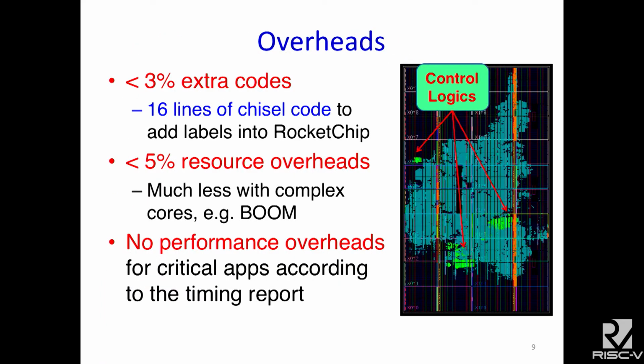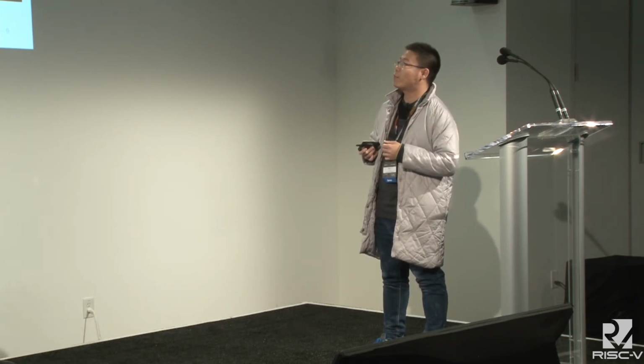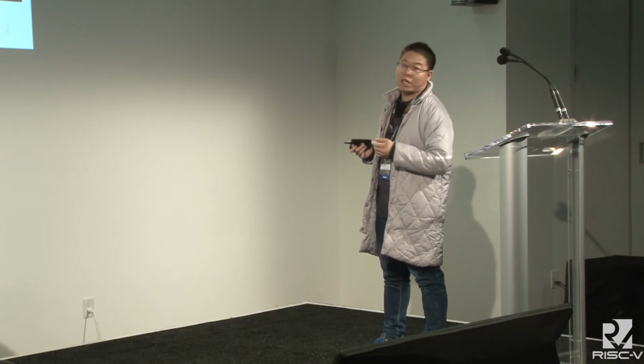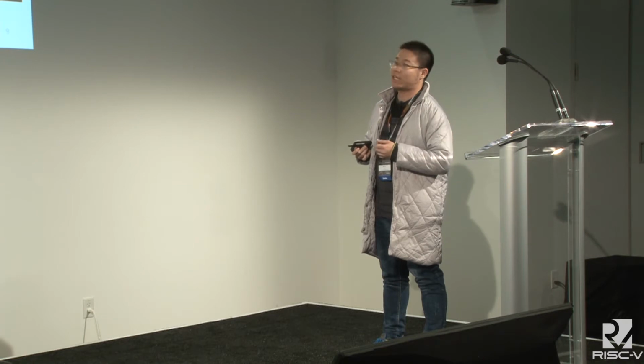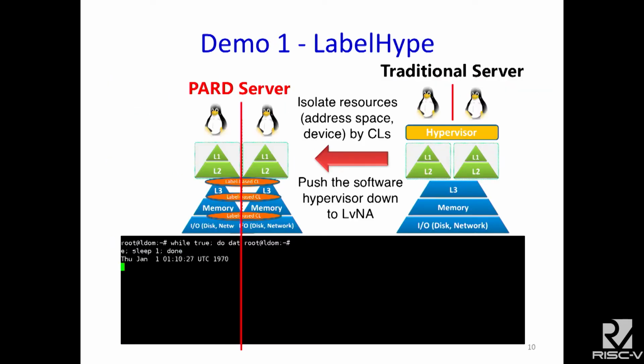For the overheads, there is less than 3% extra code added to the Rocket Chip project. Among them, there are 16 lines of Chisel code to add labels into the Rocket Chip. For the resource overhead, it's less than 5% for all the control logic. If we use a compact core, for example BOOM, the resource overhead will be much less. Additionally, according to the timing report, there is no performance overhead for the critical path. And there are two demos.